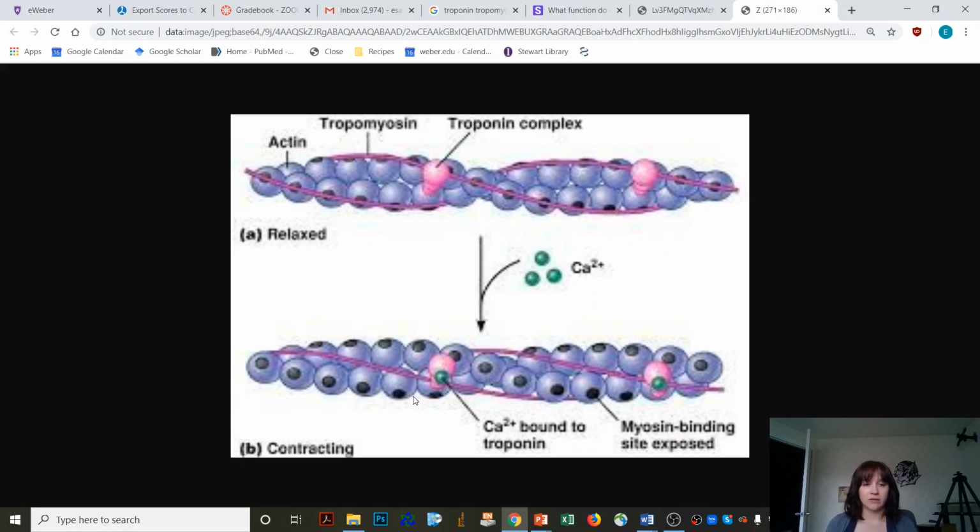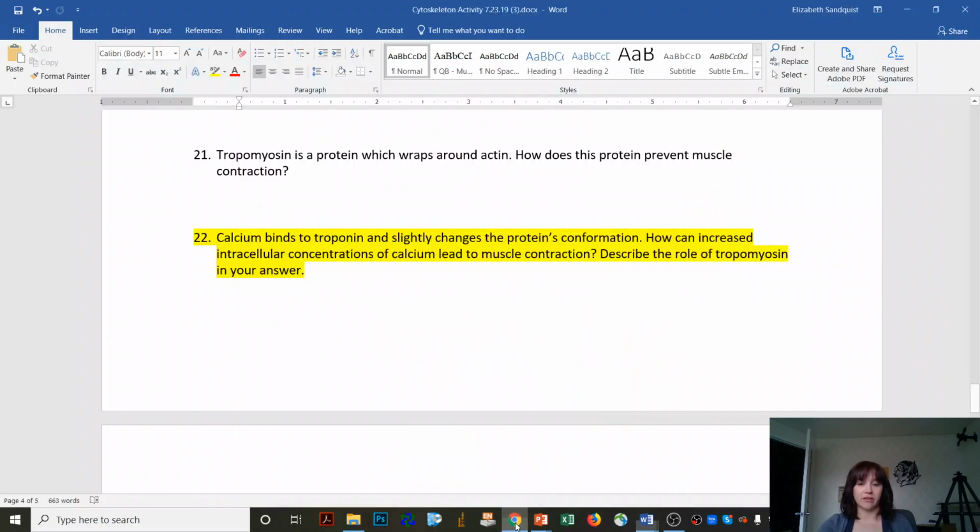All right. So you've got to make sure that you talk about calcium, troponin, tropomyosin, actin, and myosin. And again, there are animations out there that can help demonstrate this dynamic process as well.